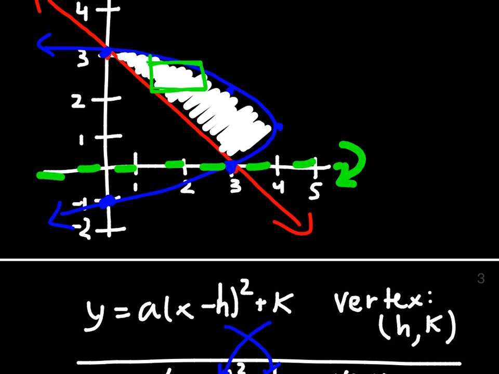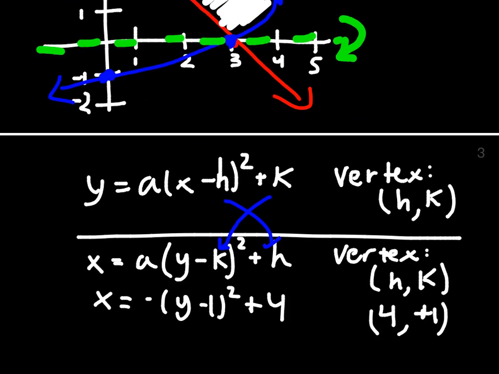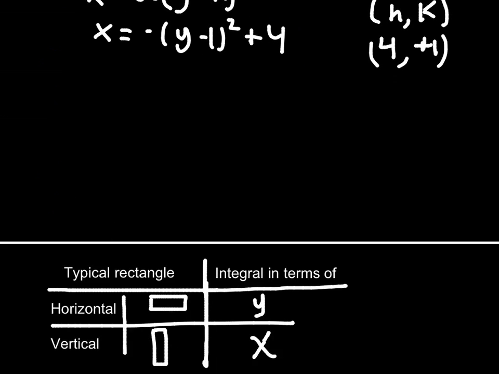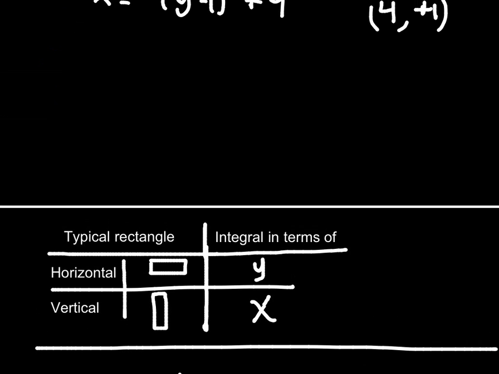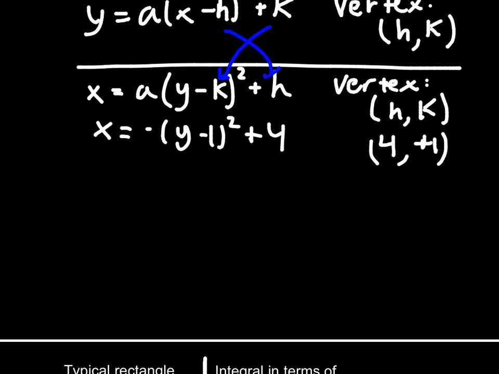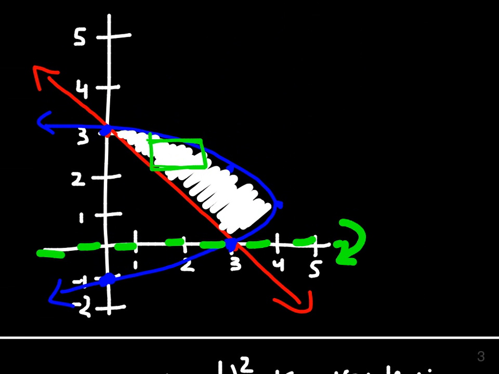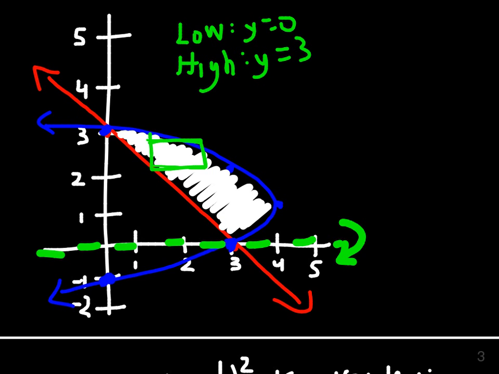The fact that the rectangle is horizontal actually dictates to you what variable you're going to be integrating in terms of. When your typical rectangle is horizontal, you'll be integrating in terms of y. When the typical rectangle is vertical, you'll be integrating in terms of x. And so we have this. This guy is going to move from a low point when y is 0 to a high point when y is 3. So those become our limits of integration.